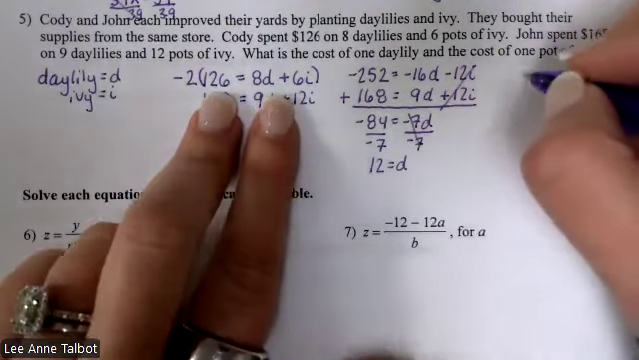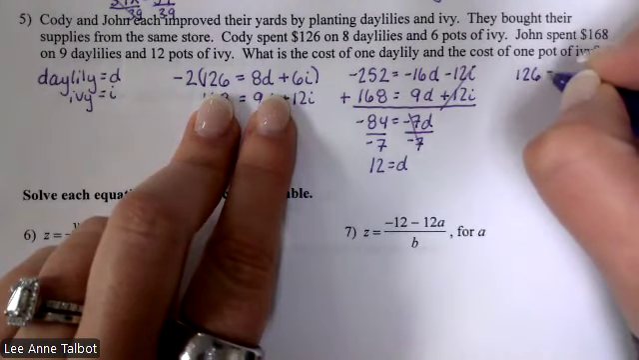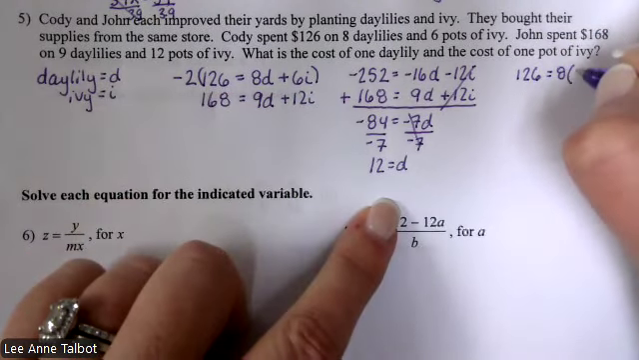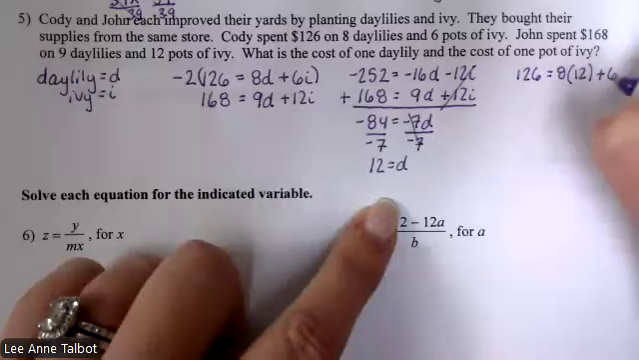Let's do the top equation. 126 equals 8 times 12 6I.